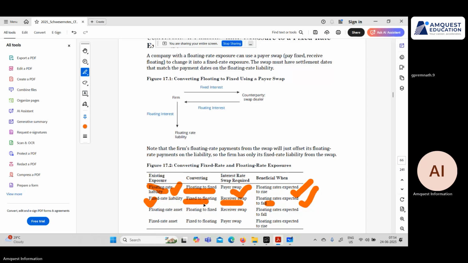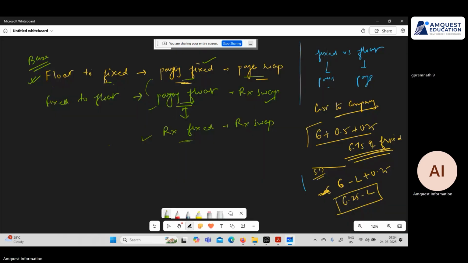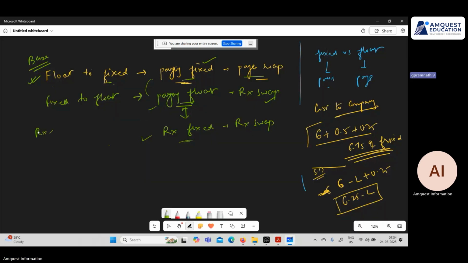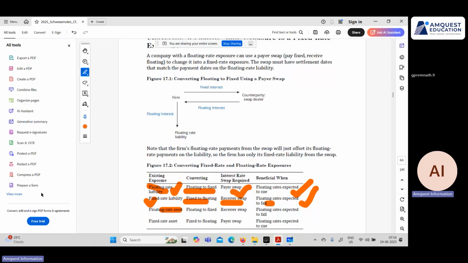Okay. Now think about this. It's just the opposite. You have a floating rate asset. If you have a floating rate asset, you are going to receive float. Earlier it was a floating rate liability from a company perspective. Think about this now. You are an investor, or maybe you are a company, but you have a floating rate asset. So basically, you are going to receive floating. You are going to receive float.